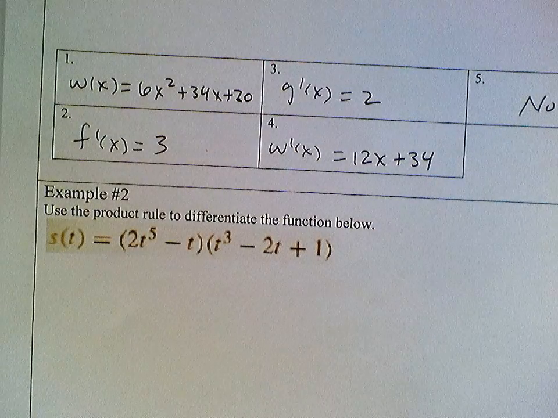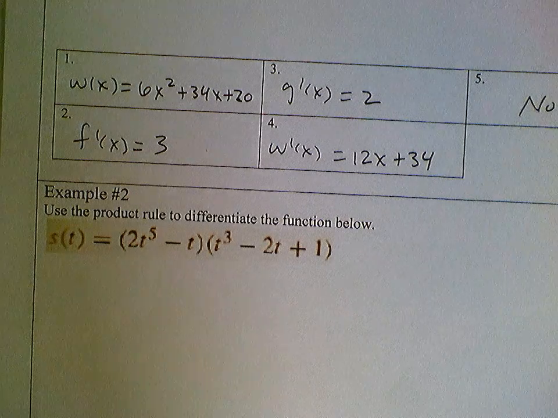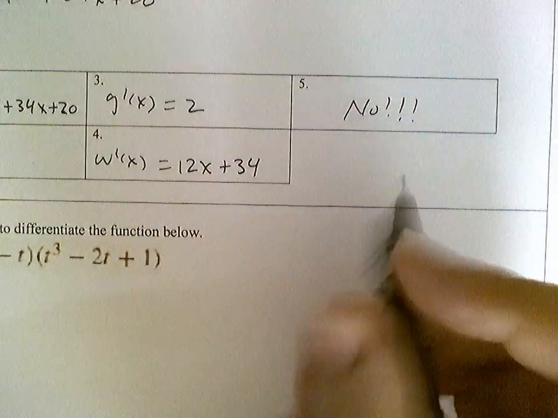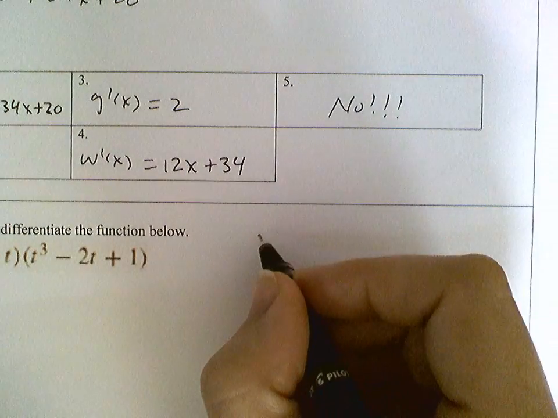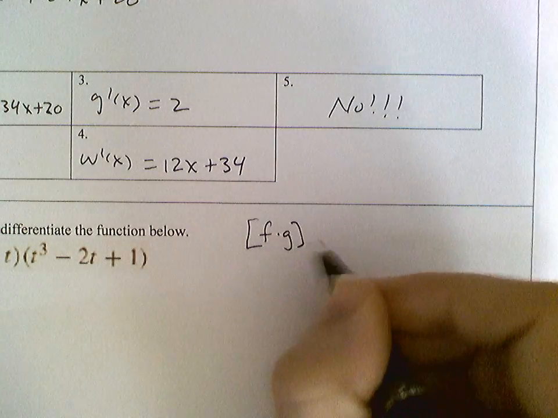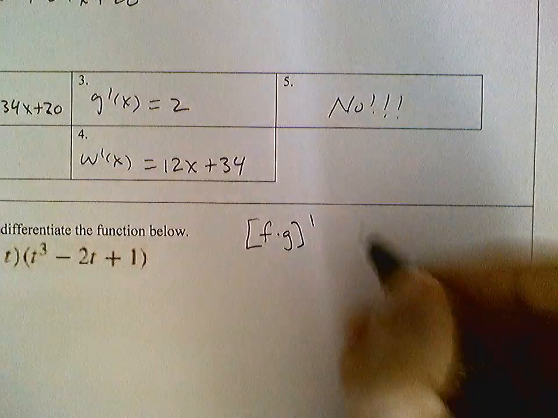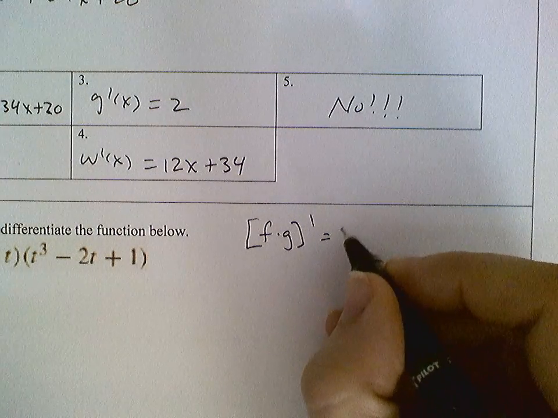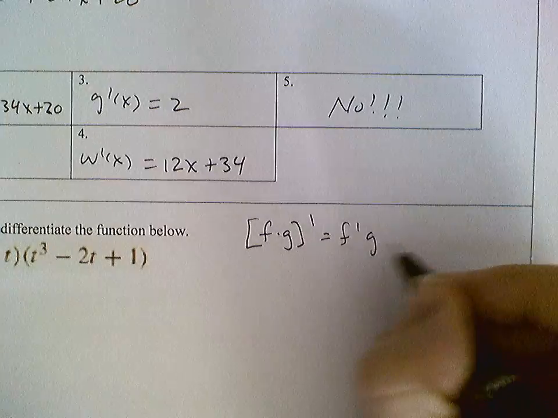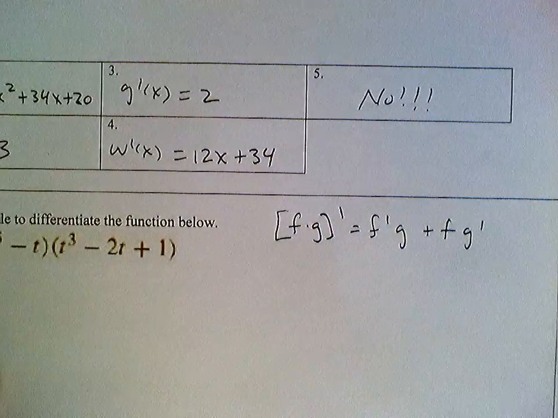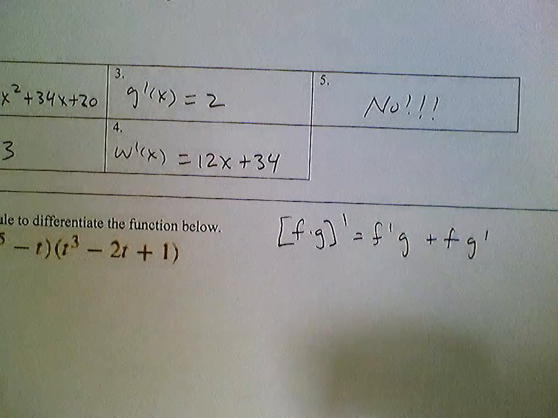Use the product rule to differentiate the function below. Differentiate just means take the derivative of the function below. Now, off to the side, I'm going to write the product rule for myself. If I have f times g and I want the derivative of that product, then I have to use the product rule, which says that we get the derivative by doing f prime g plus f g prime. Okay, so off to the side we have that so we can look at it.